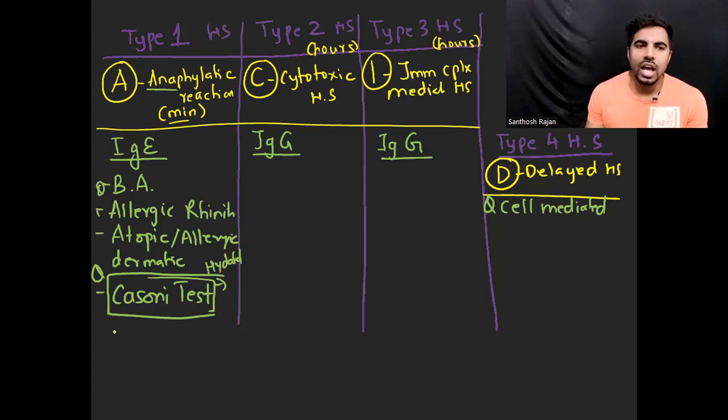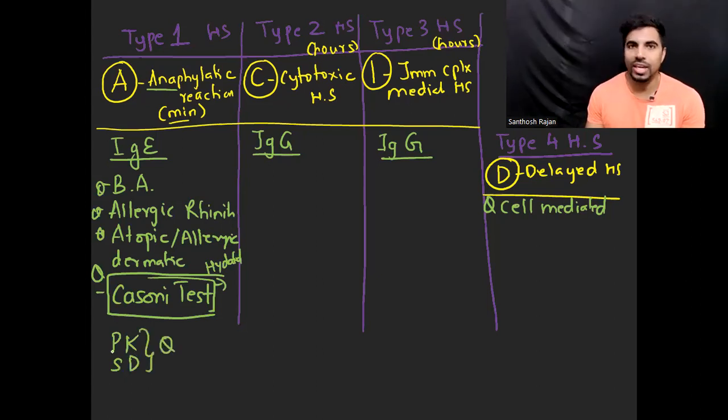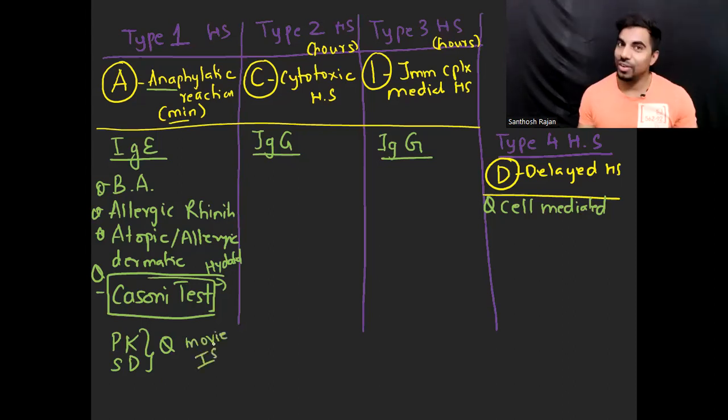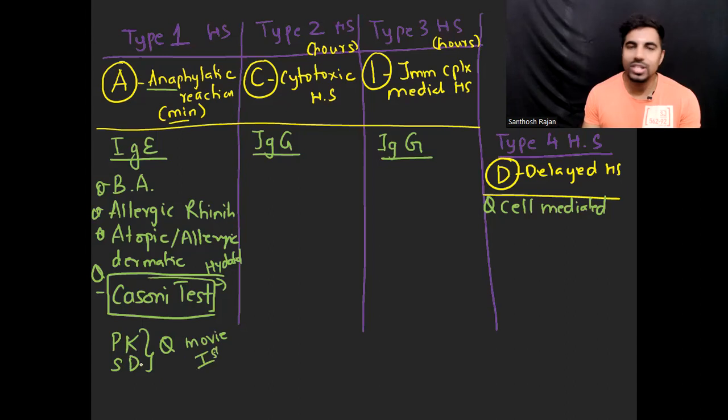Anaphylactic, atopic dermatitis. And I put two reactions we call PK reaction and SD reaction. I'm not going to write the full name. Remember, like the PK movie and the SD movie, they were always number one movies, always first on the billboard. PK is the Prausnitz-Küstner reaction, and this is the Schultz-Dale phenomenon.